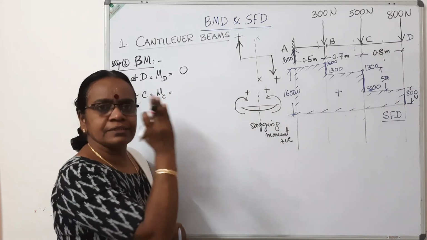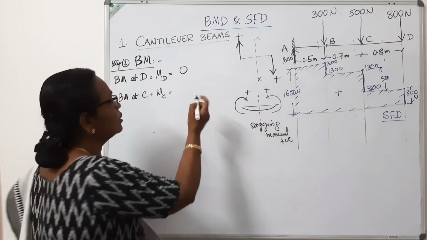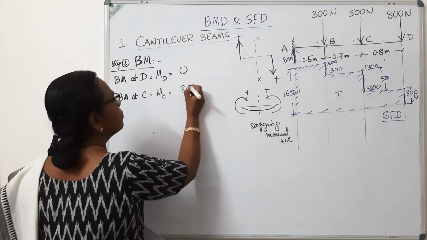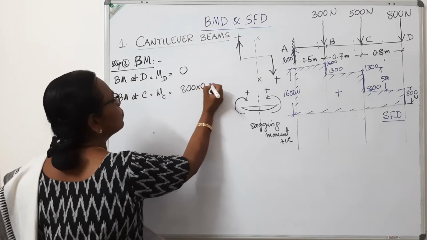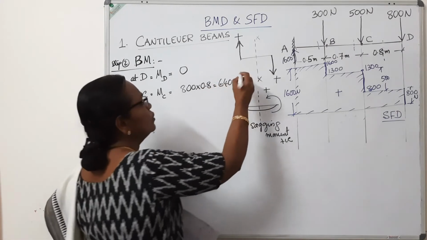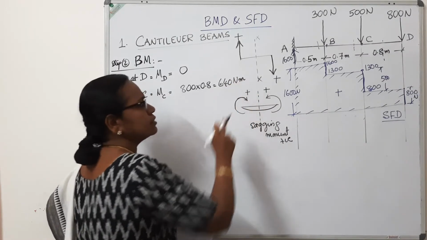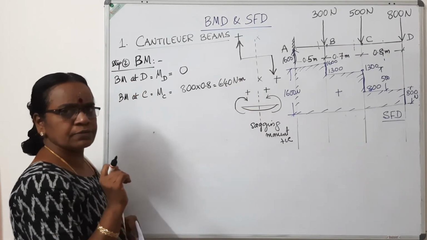So bending moment at C is equal to load into distance. That load is 800 and it is acting at a distance of 0.8. So it is 640. Unit is Newton meter. Newton is the force, meter is the distance. Product of force into distance.